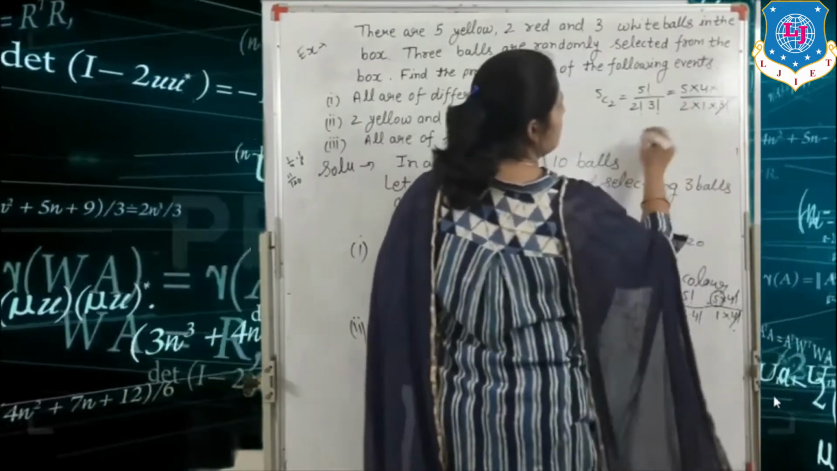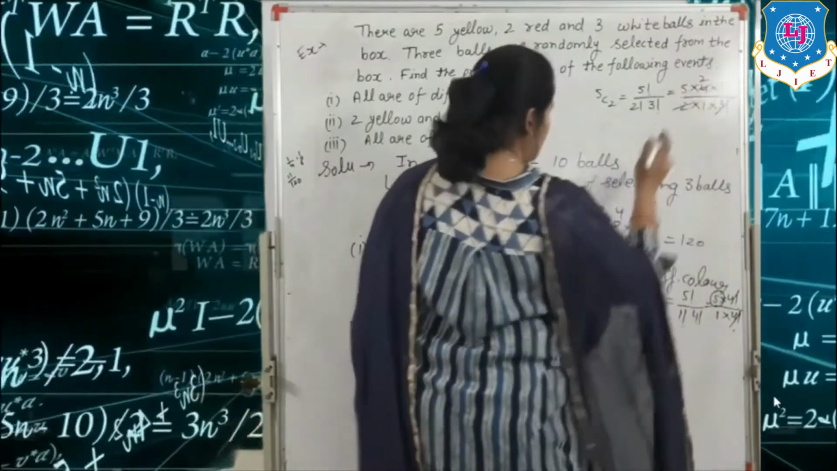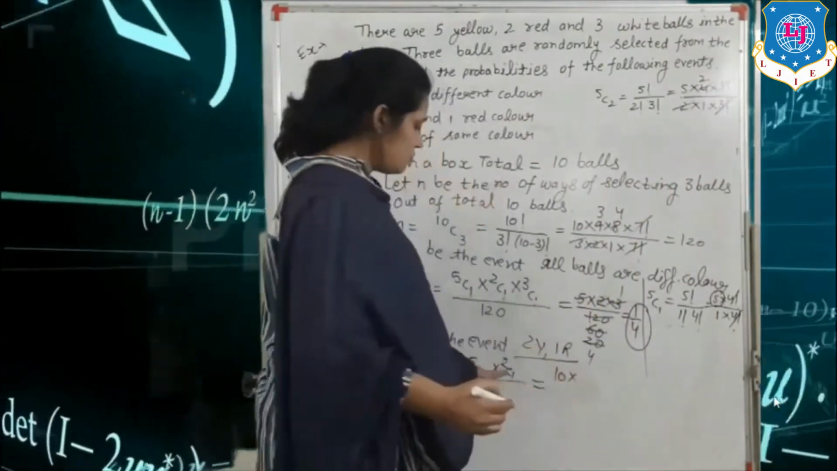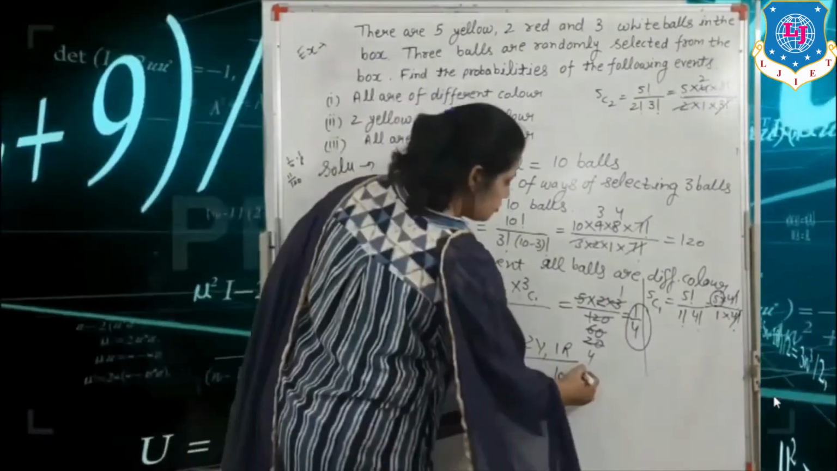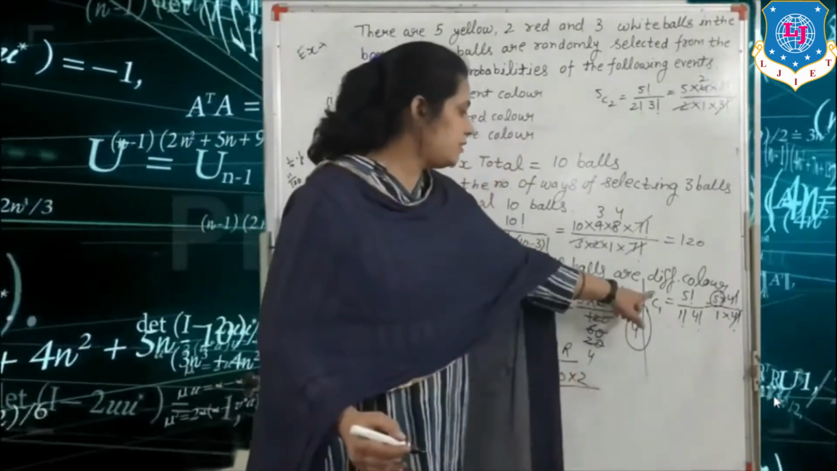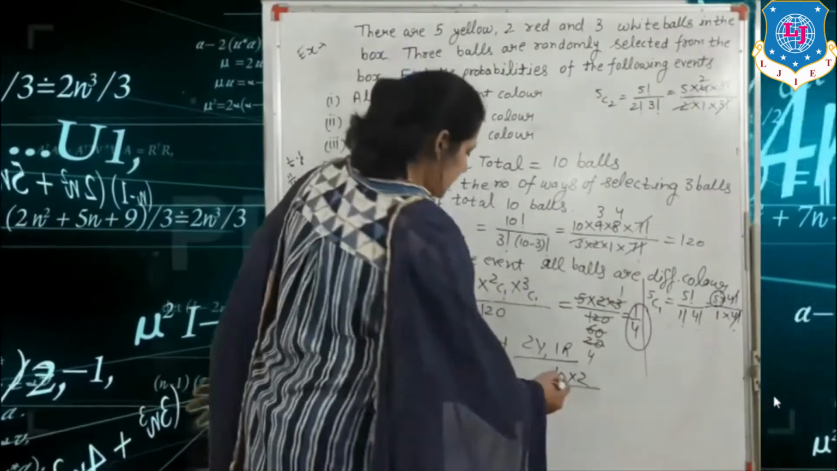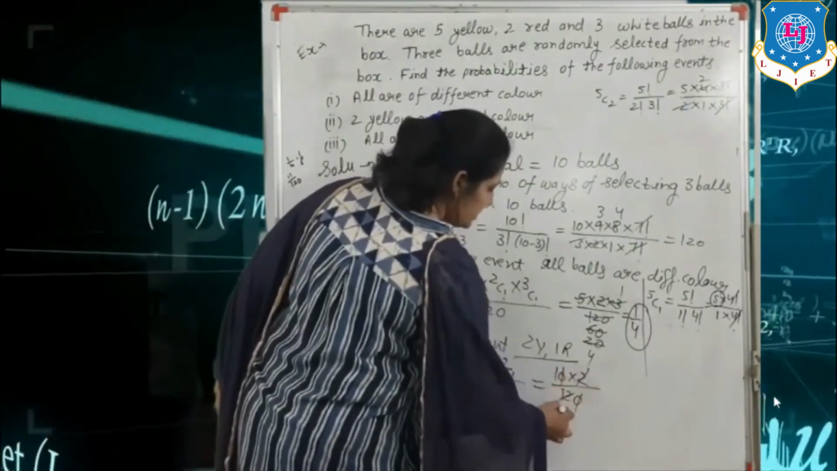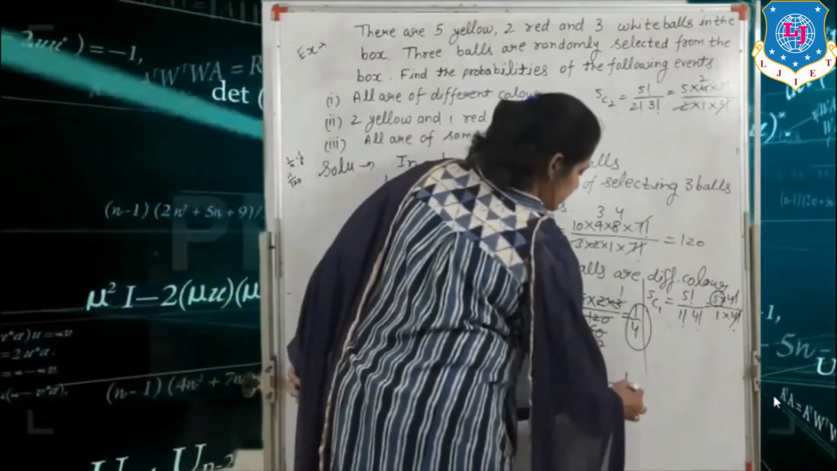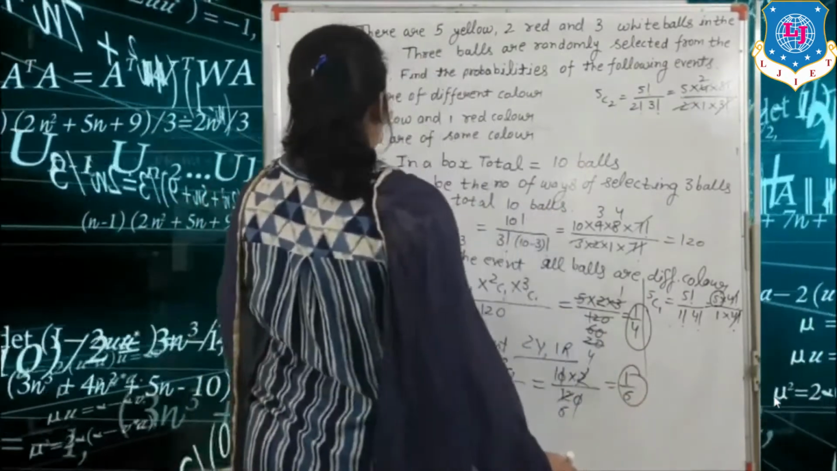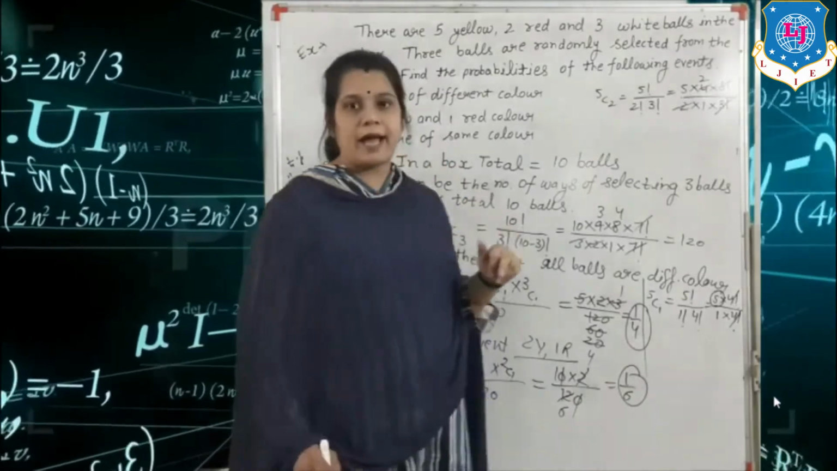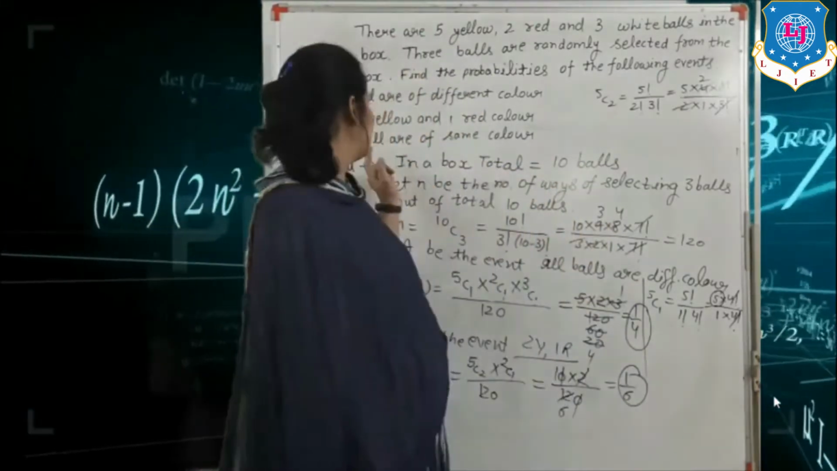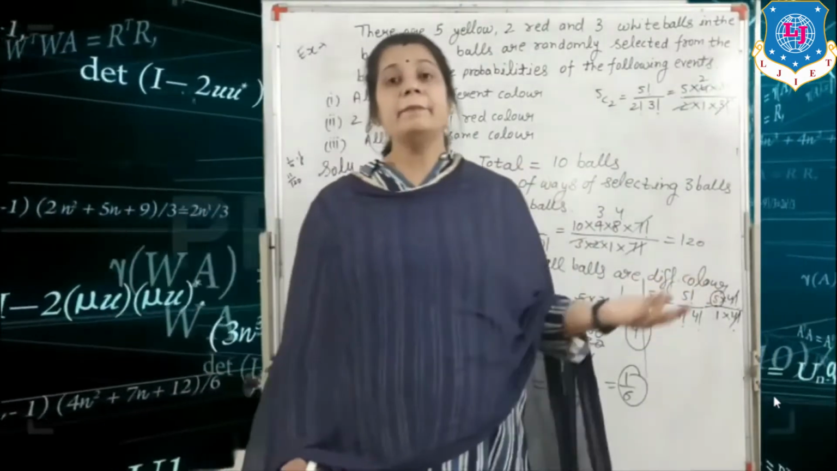So you cancel the factorial 3, and 2 twos are 4, that means 5 twos are 10, into 2C1, that means 2. Here we already found the value of 5C1 is equal to 5, and here 120. So 2 sixes are 12, that means 1 by 6. This is the probability of 2 yellow and 1 red color.